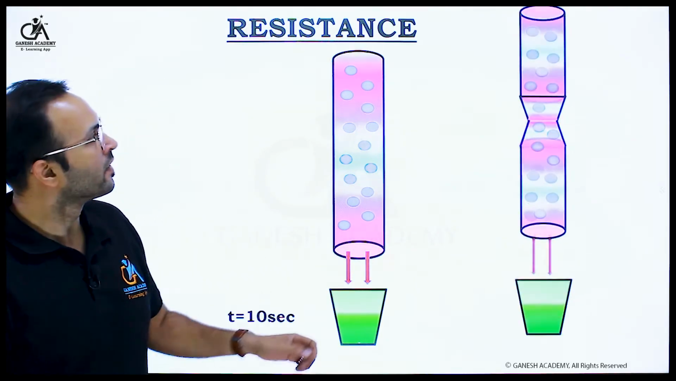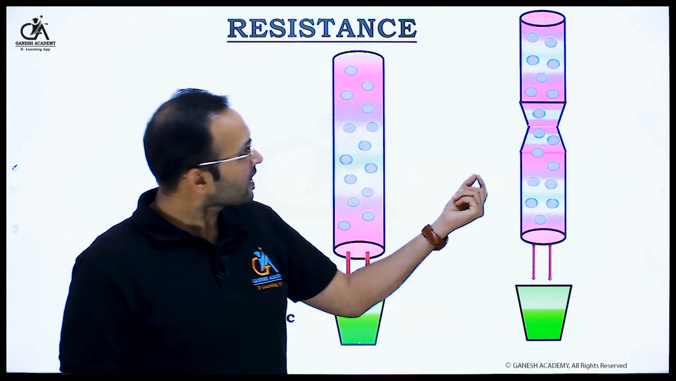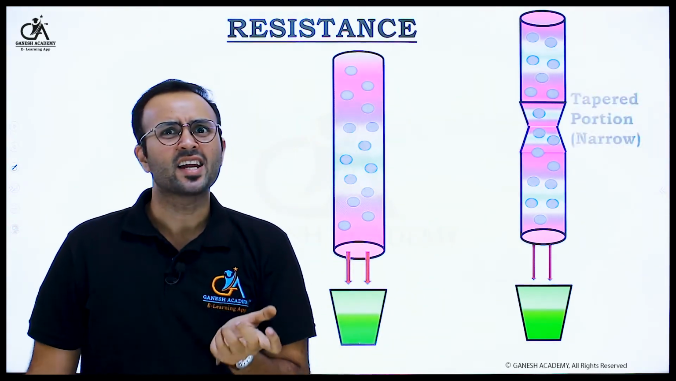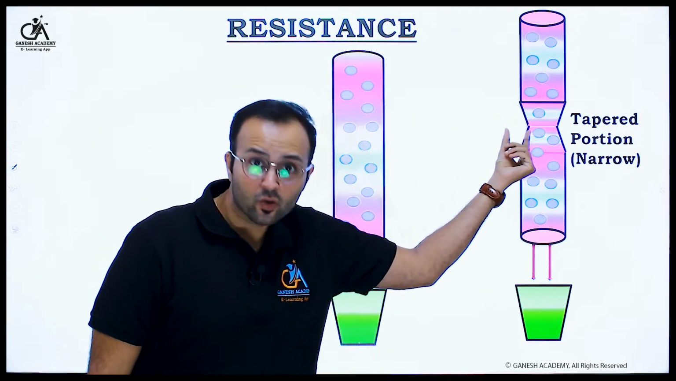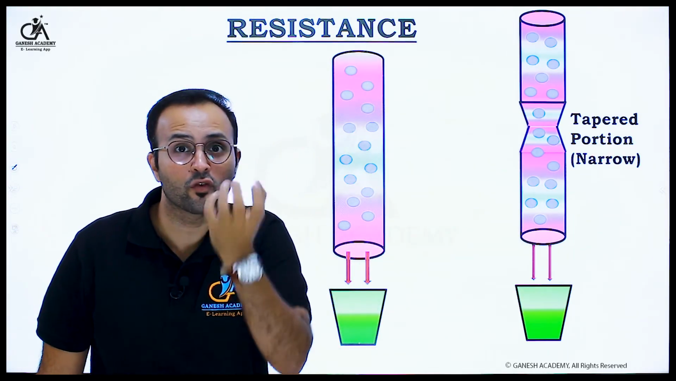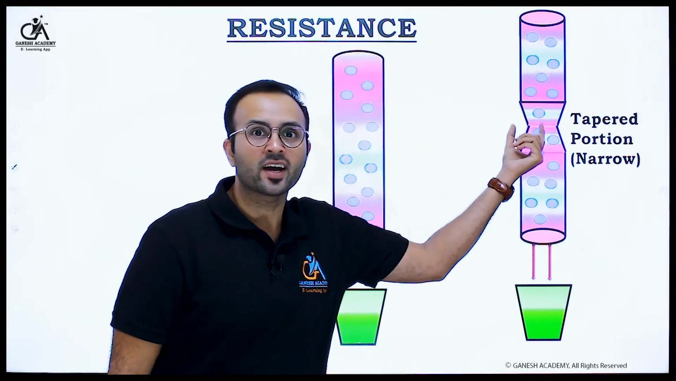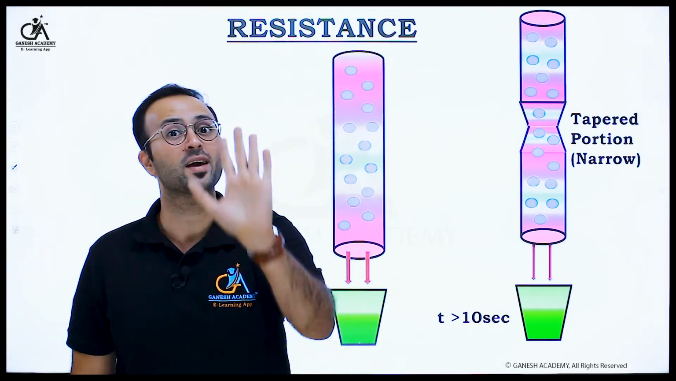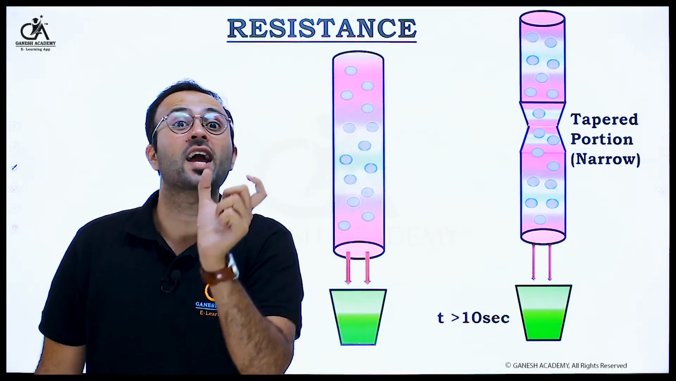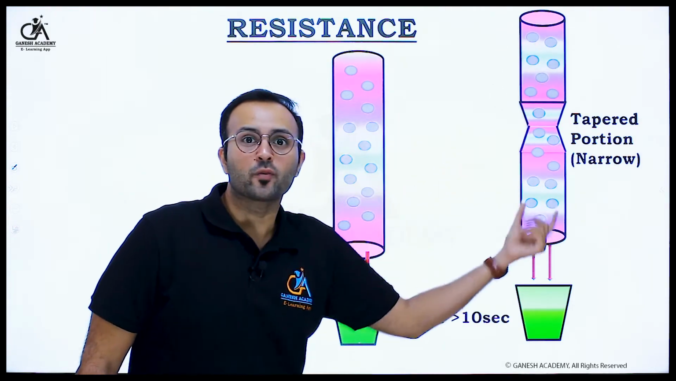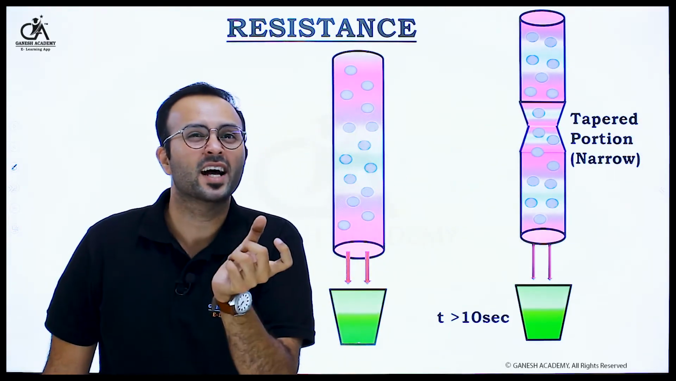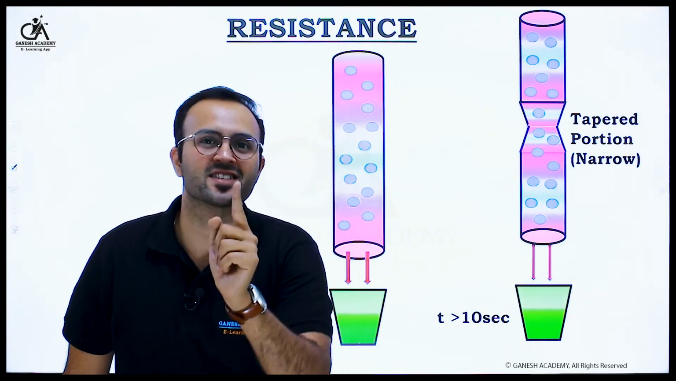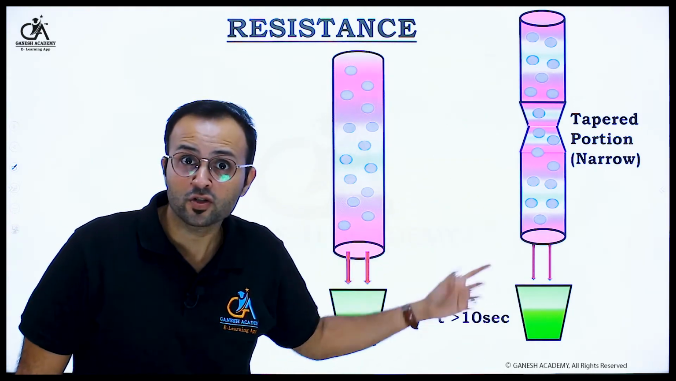I need to taper the pipe somewhere in the middle. What is the meaning of that? I need to narrow it. If I narrow it, what will happen? The flow of water will slow down here, and the time will increase. It will not be 10 seconds, it will take more than 10 seconds, right? So what did you do? You tapered, narrowed the pipe in the middle. That means you resisted the flow of water. That is what is said to be resistance. So here you resisted the water molecules.